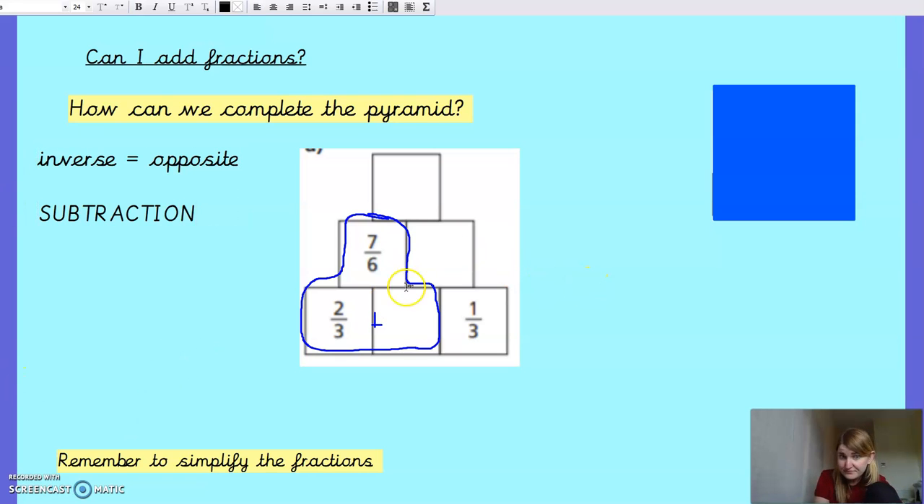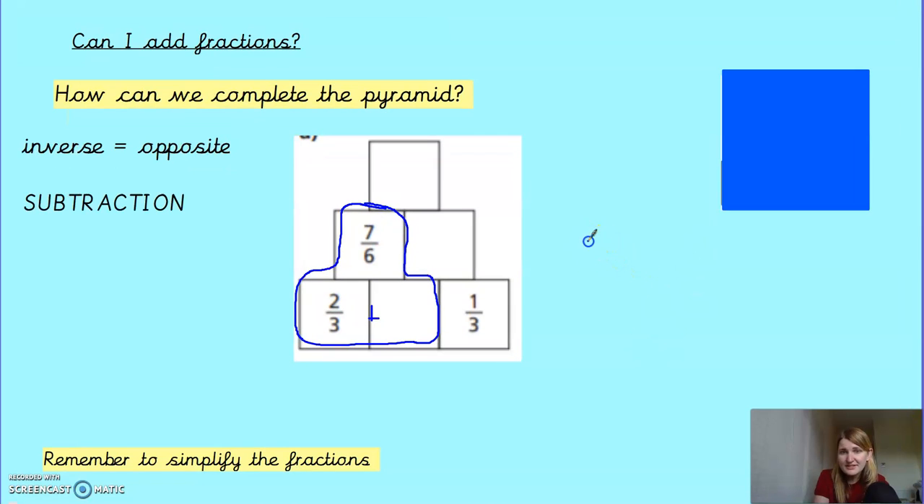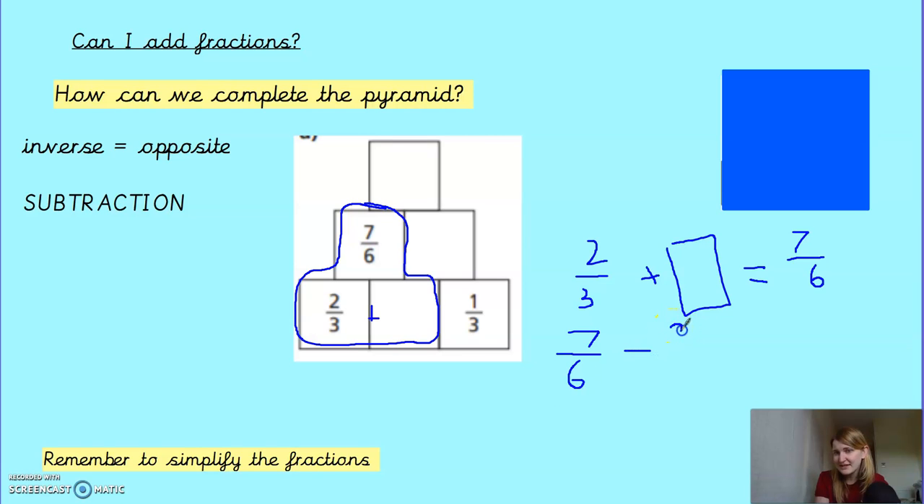So if I wanted to find out this, I've got 2/3 add something equals 7/6, which means 7/6, my answer, take away 2/3 will give me my missing number because that's the inverse. Now, you'll probably notice that I've got a different denominator. Can you remember what I need to do if my denominator is different? I change them first, don't I?